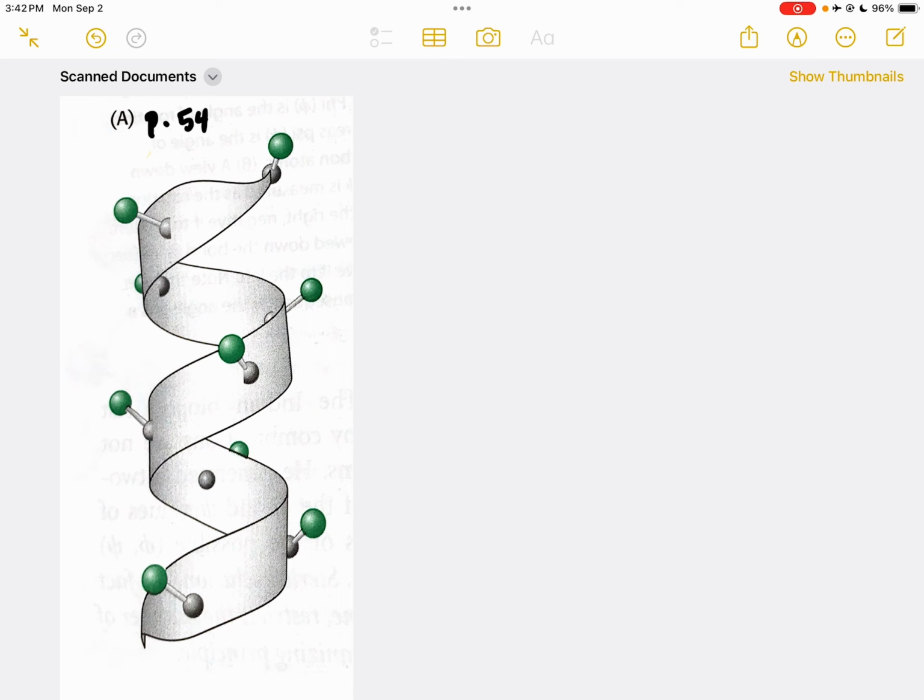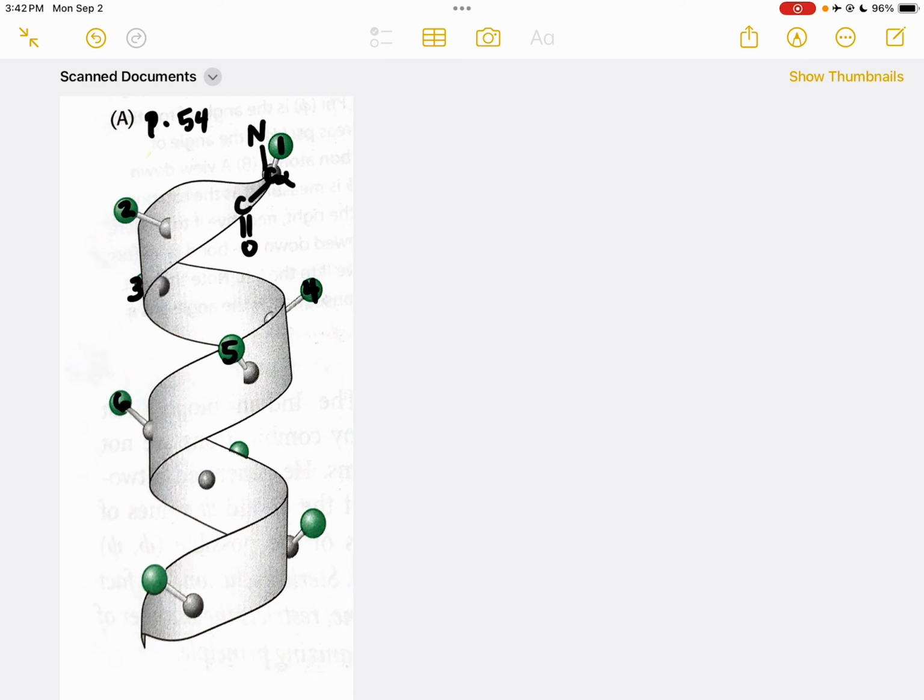So the alpha carbon here is connected to a nitrogen, and it's also connected to a C double bond O. And that's the NCC. So this is the first R group, the first amino acid. The second one would be over here. The third one is in back. We can hardly see it. The fourth one is over to the right. Fifth one is here, 6, etc.